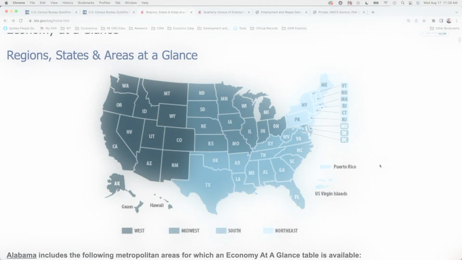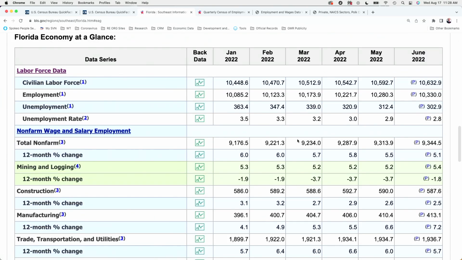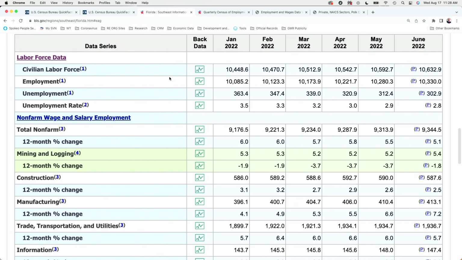Let's now move from looking at people to looking at jobs. That's employment. And the first tool that we're going to take you to is the Bureau of Labor Statistics economy at a glance. This is what the site looks like when we populate it. And we click on Florida to take us to what's going on in Florida. And it gives us the labor force, the difference between employment, which is the second line, and non-farm employment, is that employment is the household survey.